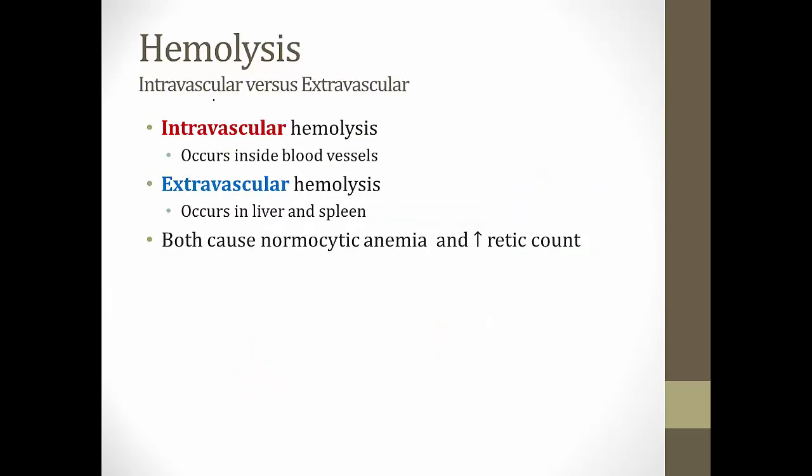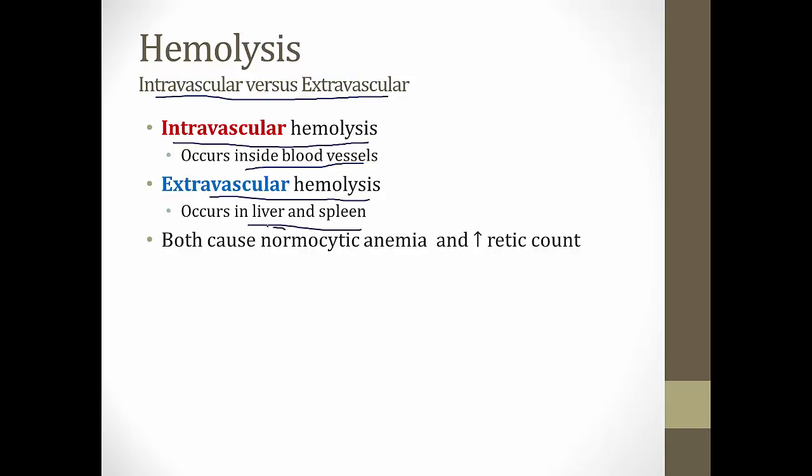Now, I told you before that you can categorize hemolytic disorders based on whether they are due to something intrinsic or extrinsic to the red cell, but you can also categorize hemolytic disorders based on whether they are intravascular or extravascular. So intravascular hemolytic disorders are disorders where the blood cells hemolyze inside the blood vessels. Extravascular hemolysis is hemolysis that occurs outside the blood vessels in the liver or spleen.